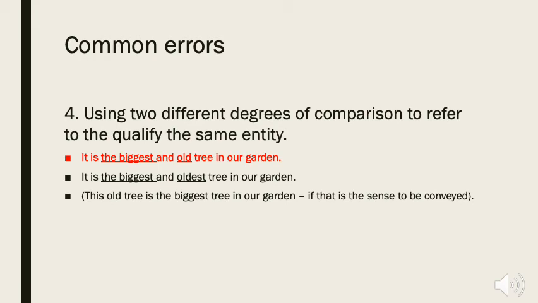Of course, if you want to convey the other sense, that the tree is a very old one, it need not be the oldest, it is an old tree, and then it happens to be the biggest, then you can say, this old tree is the biggest tree in our garden, if that is the sense to be conveyed. But if you want to convey the idea that it is the biggest and the oldest, then it should be written in the form, it is the biggest and oldest tree in our garden. In other words, you cannot use two different degrees of comparison to refer to the same entity in a sentence.